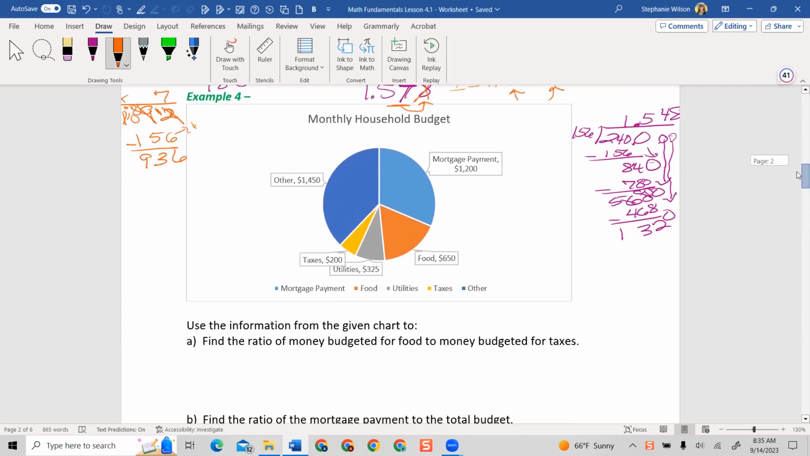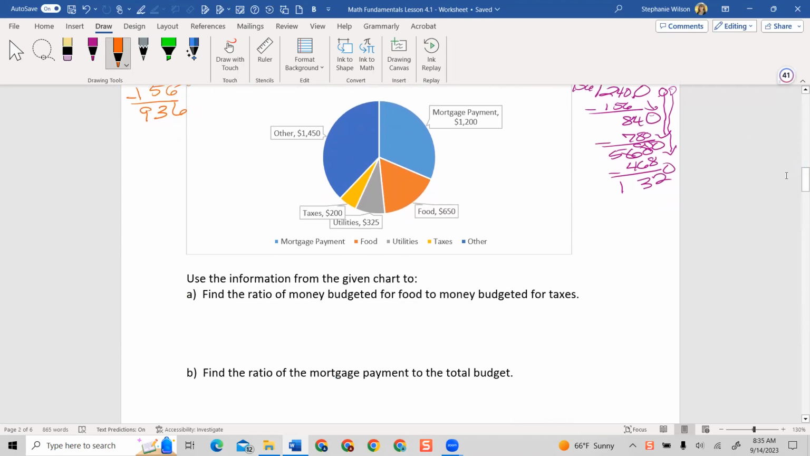So this next example, you're given a pie graph, or pie chart, which is a circle. You can call it a pie, or you can call it a circle graph chart, whichever one you want to call it. It's the same thing. You're asked to find the ratio of this person's finances. A, it says the ratio of money budgeted for food to money budgeted for taxes. So you see here, here's the food. So we have 650 over taxes, which is 200.